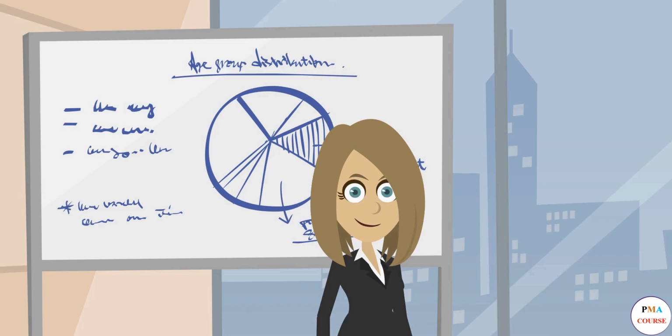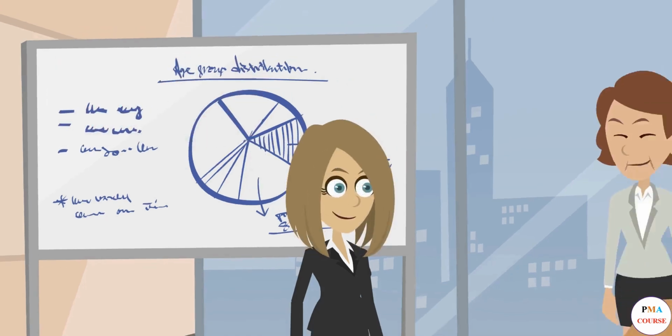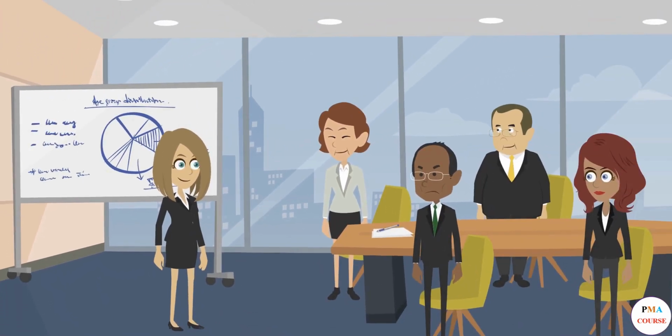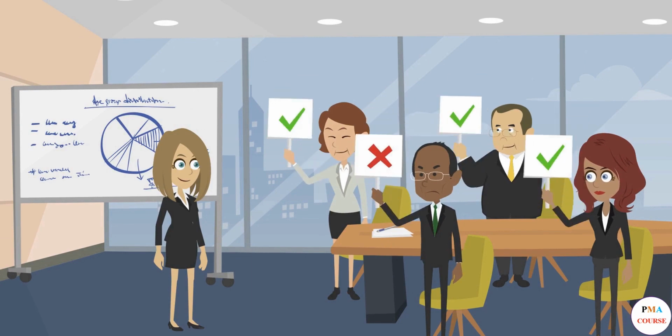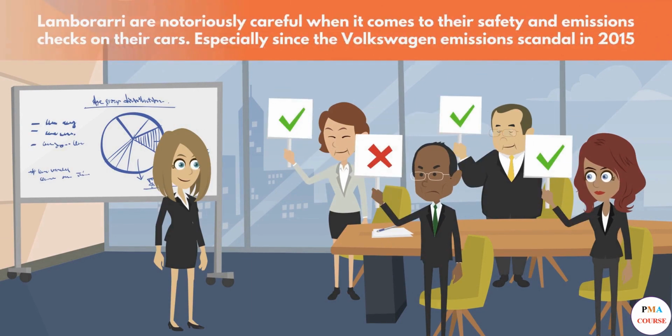Remember though, that you, as project manager, are not the final point of contact when it comes to quality checks. Many deliverables will need to be approved by the project stakeholders and especially the project client. Lambda are notoriously careful when it comes to their safety and emissions checks on cars, especially since the Volkswagen emissions scandal in 2015. They will not approve the project if this quality criteria is not met, as just one example.